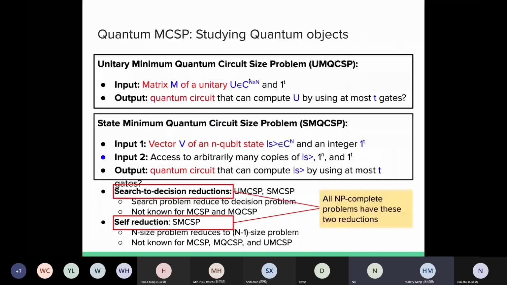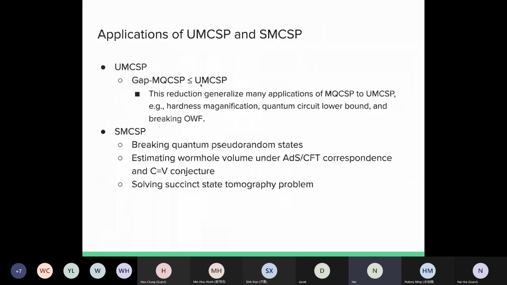So first thing is that we know that the original MCSP problem reduces to the UMCSP problem. Because this reduction exists, we know that UMCSP is at least as hard as MCSP, the gap version of MCSP. So this just gives you evidence that UMCSP could be harder than the MCSP. It's just evidence, not something that must be true.